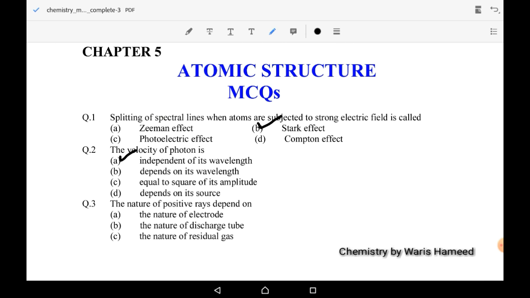Third MCQ, the nature of positive rays depends on the nature of the residual gas. It always depends on the gas.